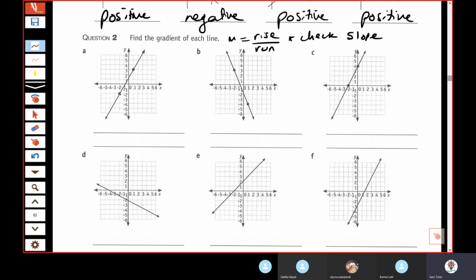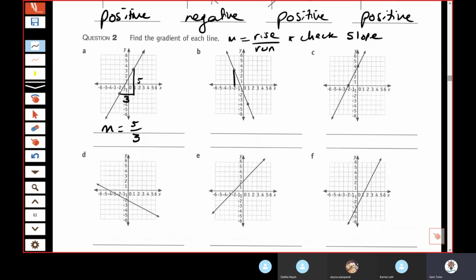The idea was to make a right-angled triangle, if we remember that. So there it is. How much have you risen from -2 to 3? You have risen 5. How much are you running from -2 to 1? That would be 3. Then you can see that it's sloped to the right, so it would be positive 5 on 3. m equals 5 on 3. Any questions about that? No? Good. Okay, next one.